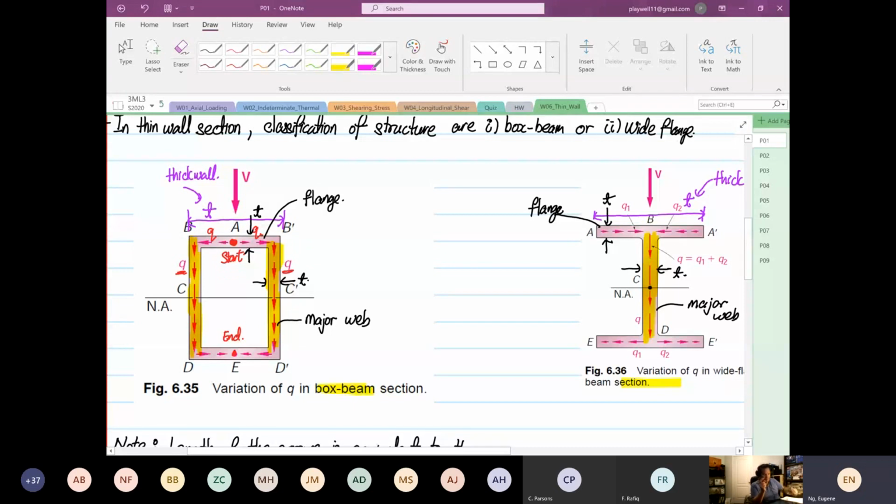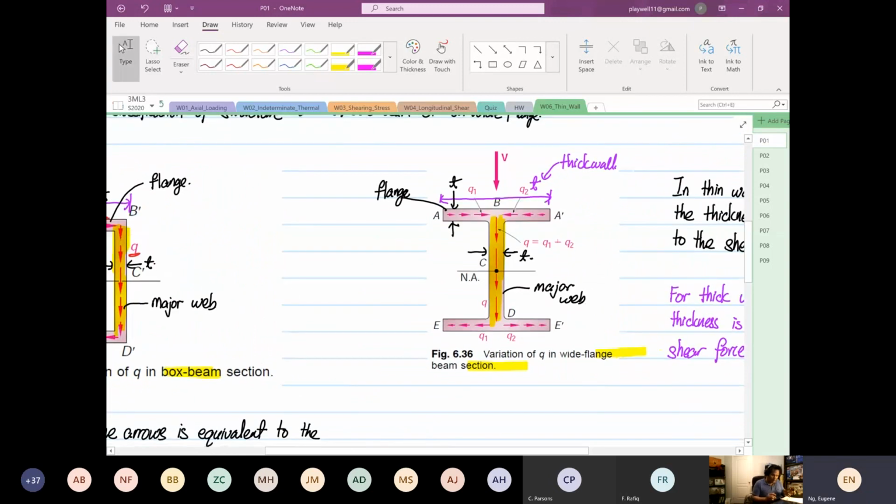For the wide flange, where is the start? You have two different start points. You have a start here, and you have a start here. These are all your start.